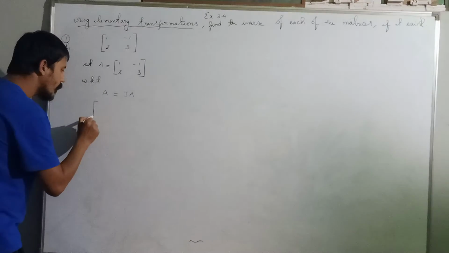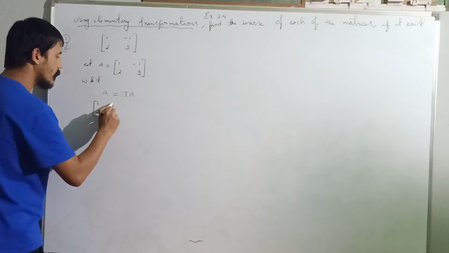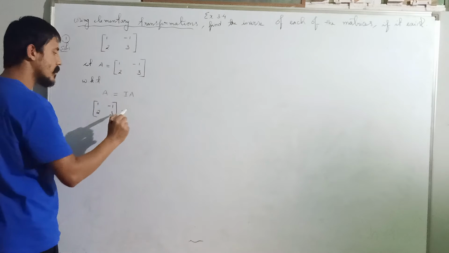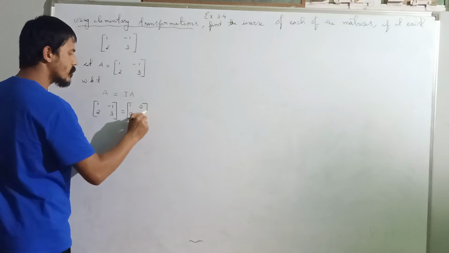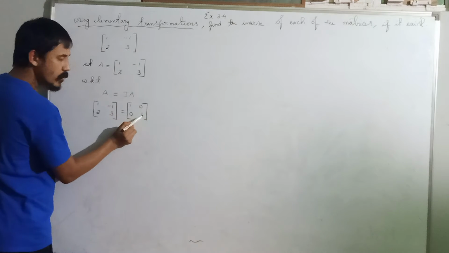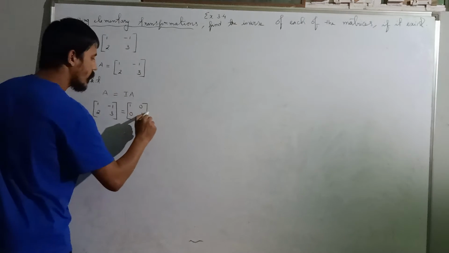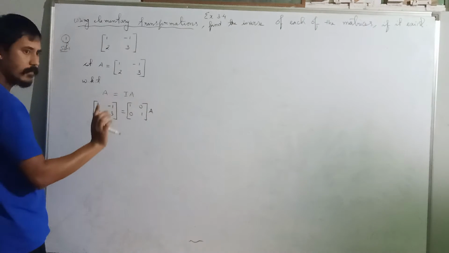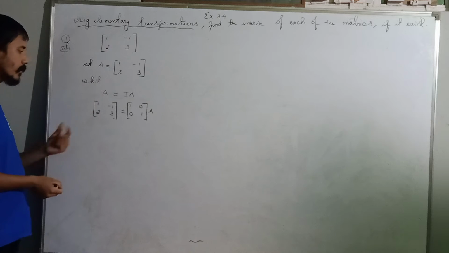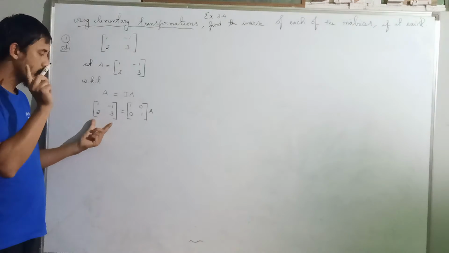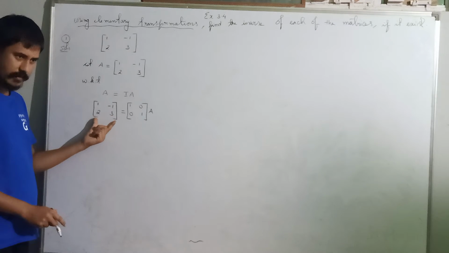Okay, so your matrix A is 1, -1, 2, 3. We know that I is your identity matrix, 1, 0, 0, 1. Identity matrix means only the diagonal elements will be 1, the rest of the entries will be 0. Into A. You need not write what is A again, because I've already written here. Now on the left side, we have this matrix A. Your only aim is to convert this matrix to identity matrix.